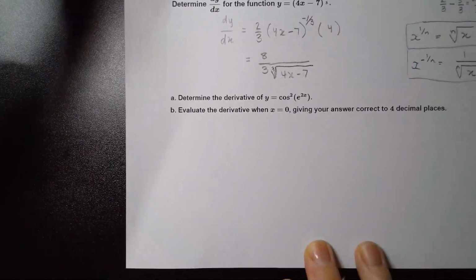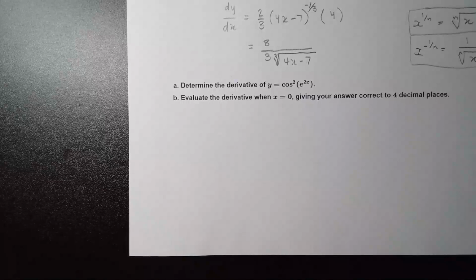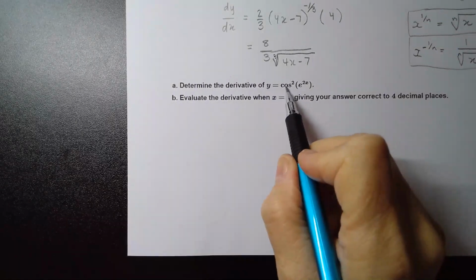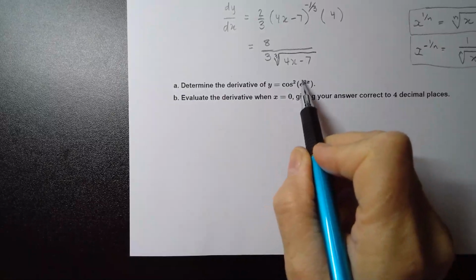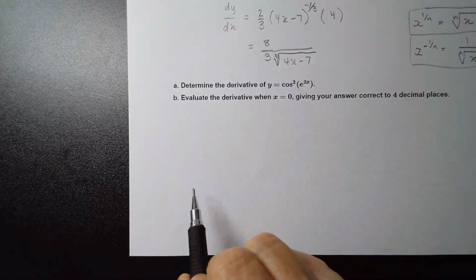Okay, last one. Determine the derivative of that. Okay, so this is a lot of stuff here. I've got the cosine squared of this thing. So this thing is not multiplying by that. It is the argument of the cosine.